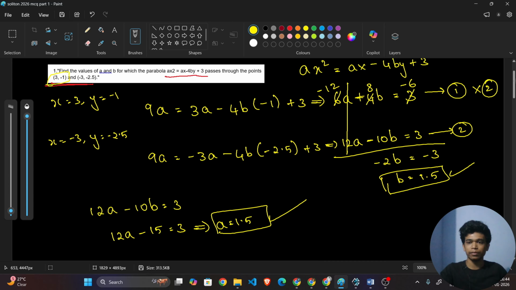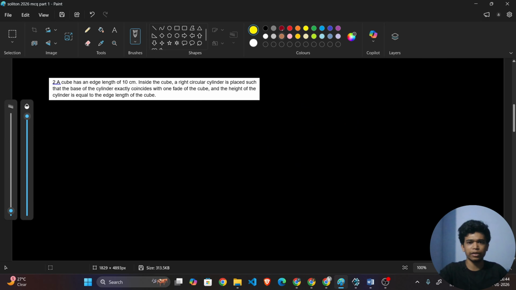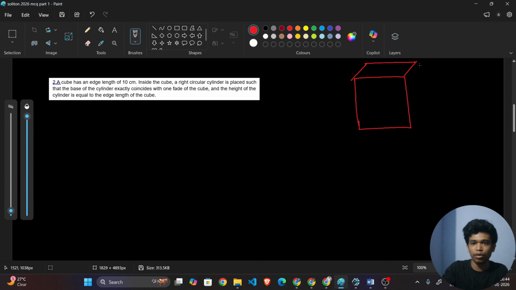Okay, fine. Let's get to the second question. So here a cube has an edge length of 10 centimeter. Okay, so that is a cube. Let me draw the cube. So what is meant by cube? Cube means it is the 3D shape of the square.